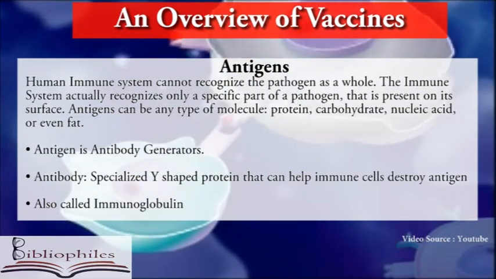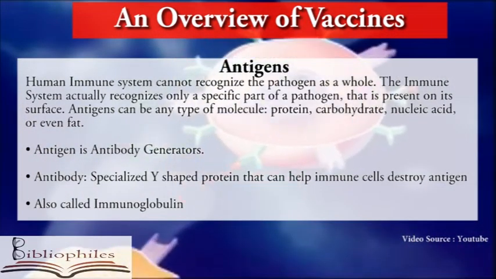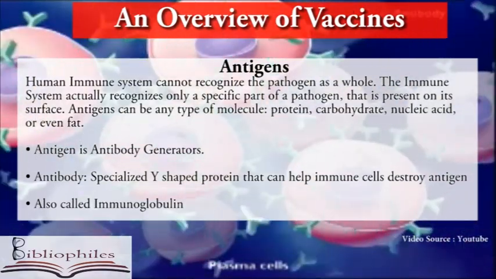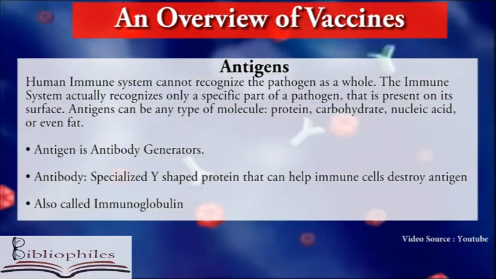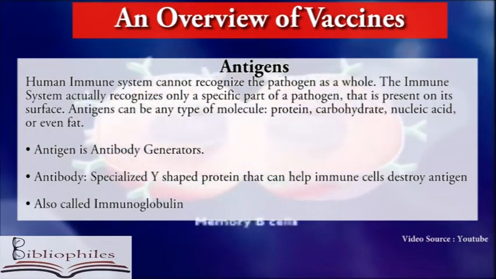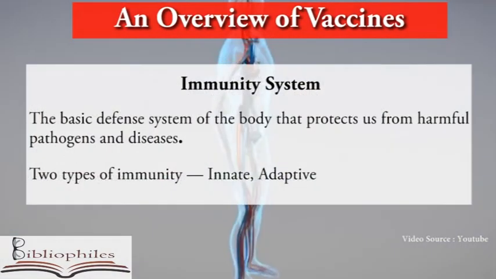So once our immune system recognizes these antigens, it induces the immune response system in our body to produce antibodies. And antibody is a specialized Y-shaped protein that can help the immune cells to destroy the antigens. Antibody is also called immunoglobulin. Now, what is immune system?